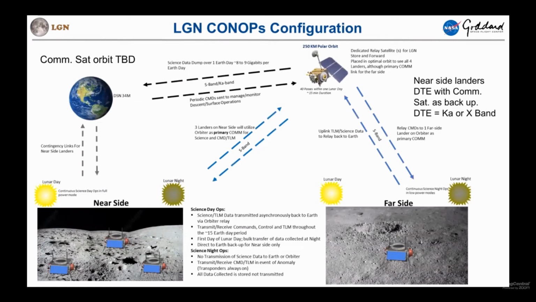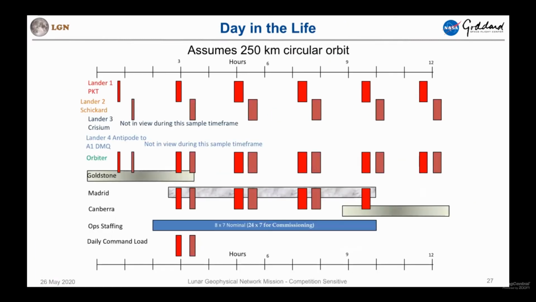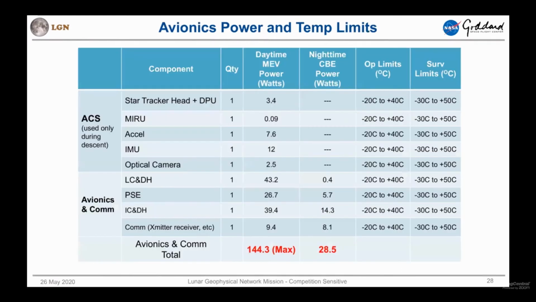We're going to be looking at alternative orbits to increase, because we did a study as part of this to show that if we need to rely on the orbiter to get all the data back, we can do that, including the near side sites. So power during the daytime for the avionics, and it's being scrubbed still, but nighttime goes way down.